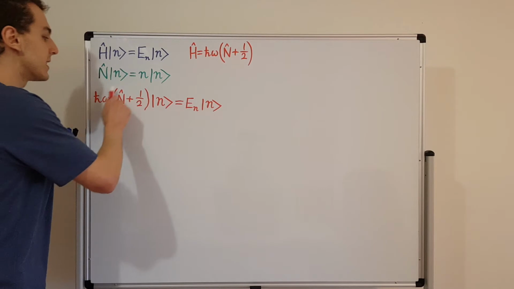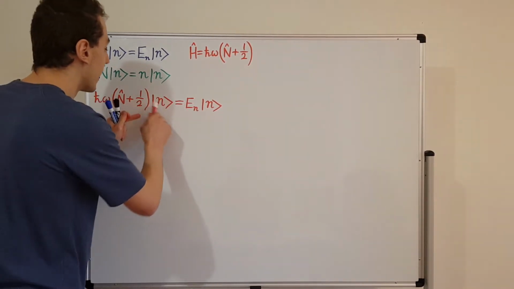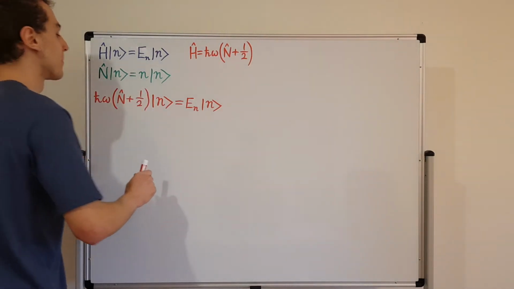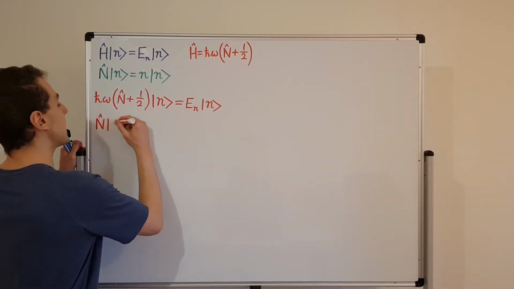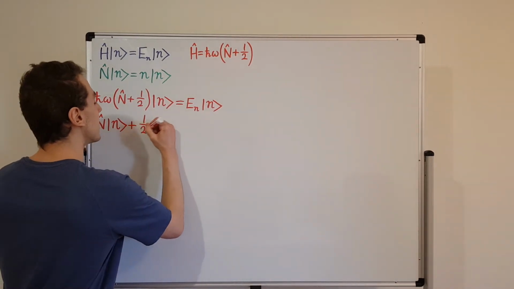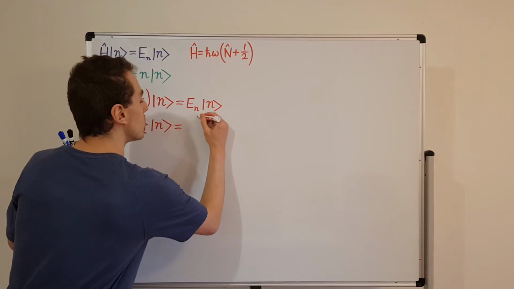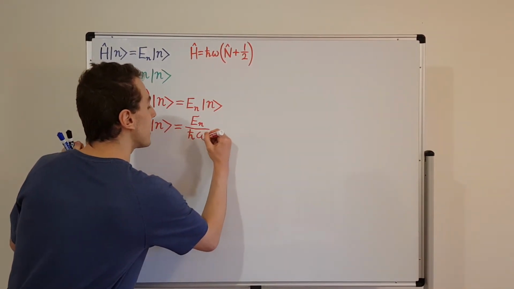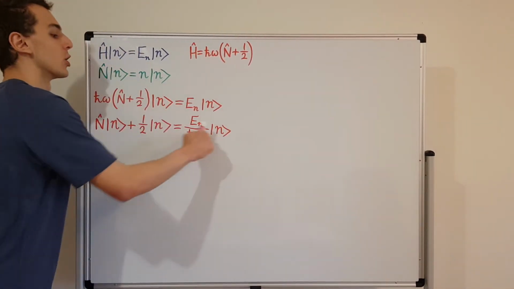But I also want to split this into two terms. I want to act with the number operator on the eigenstate, and I also want to act with this numerical coefficient of 1/2. So I'm going to split all of this up, and that's going to give me the number operator acting on the eigenstate plus 1/2 times the eigenstate. And that is all going to be equal to the energy eigenvalue divided by h bar omega, and that is multiplying the same eigenstate, labeled by lowercase n.